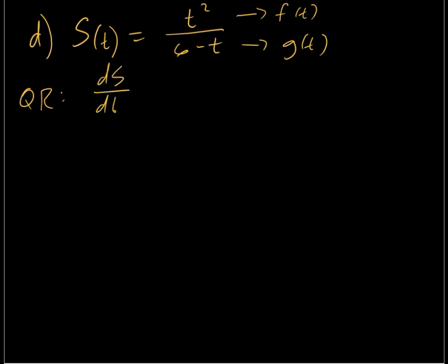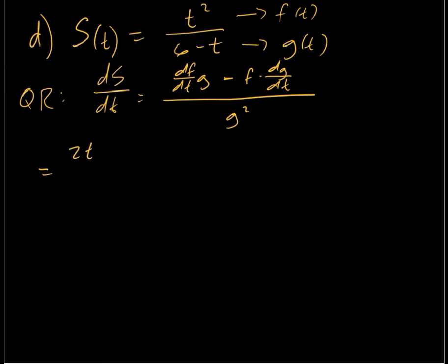ds/dt will be df/dt times g minus f times dg/dt, all over g squared. I know I wrote this above, I'm just doing it again for my own sake as well. Alright, this is equal to, so the derivative of f is just 2t, t squared becomes 2t. And then g we leave as is, so that's just 6 minus t. And then minus, now we take f, which is t squared, and then the derivative of g, 6 minus t. Only t gets differentiated, so it becomes minus 1. And then this is all over g squared, which is (6 − t) all squared.